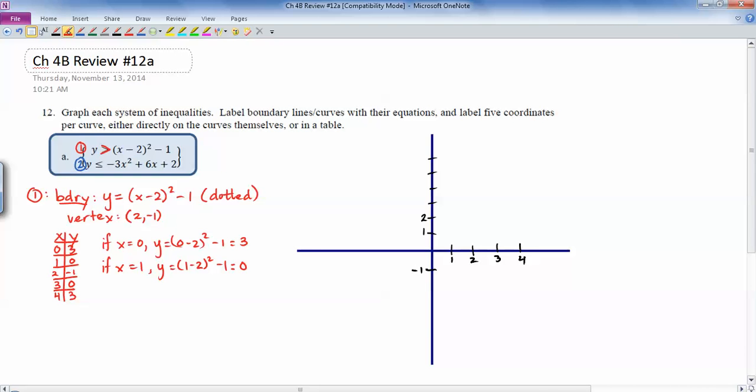So if I plot the points, I've got (0, 3) right there. I've got (1, 0) right here. I've got (2, negative 1) right here. I've got (3, 0) right here. And I've got (4, 3) back up here. And then remember, it's a dotted curve. So it's going to look something like this.